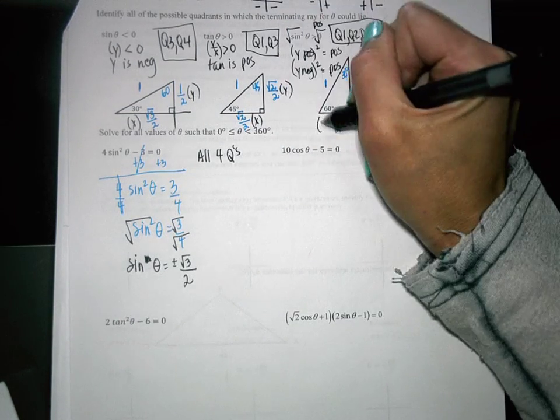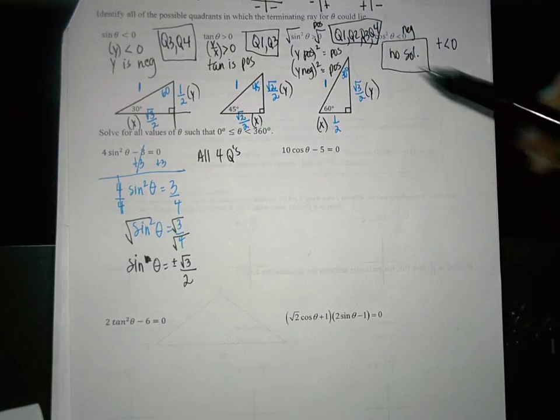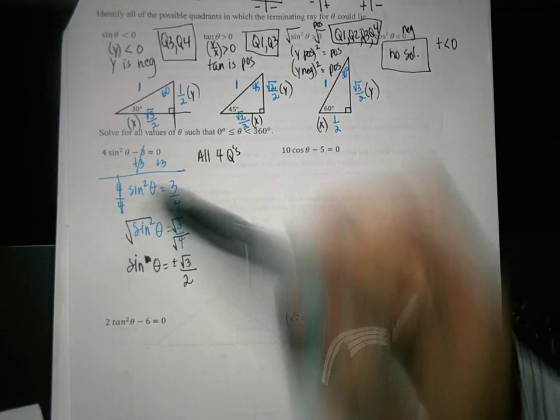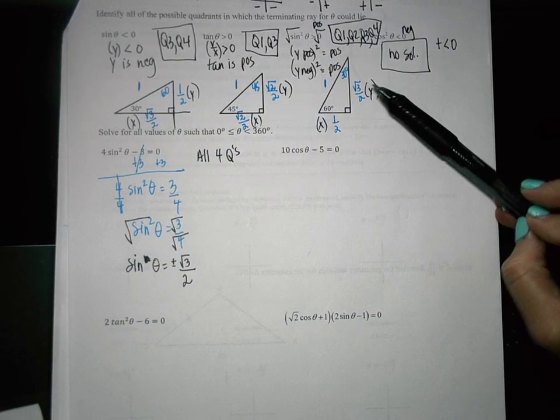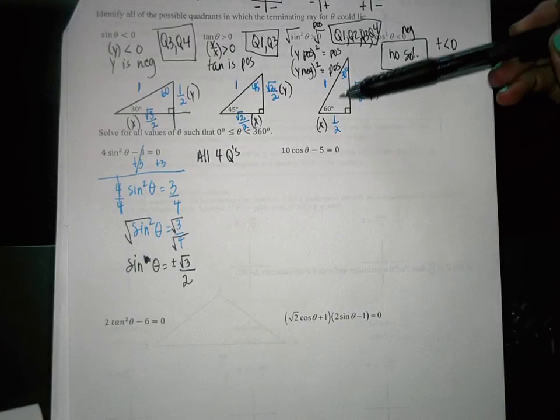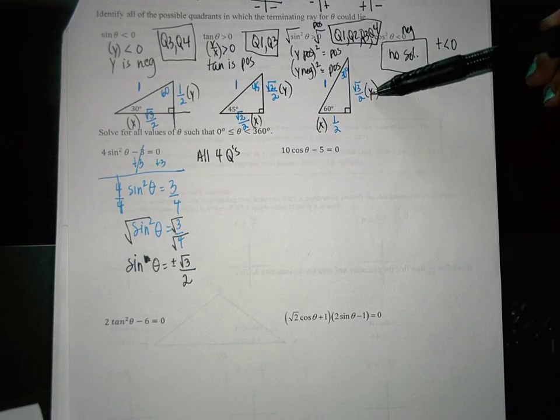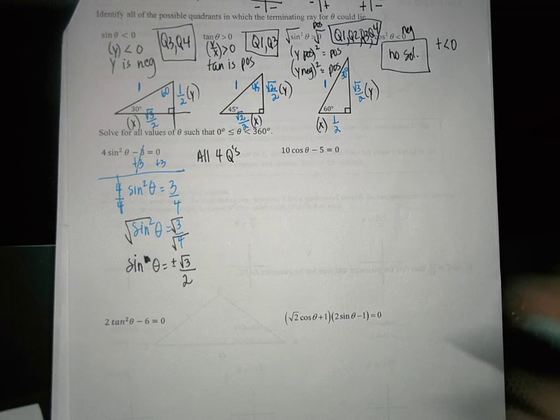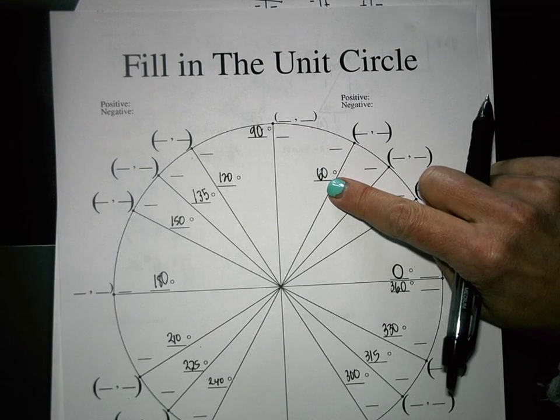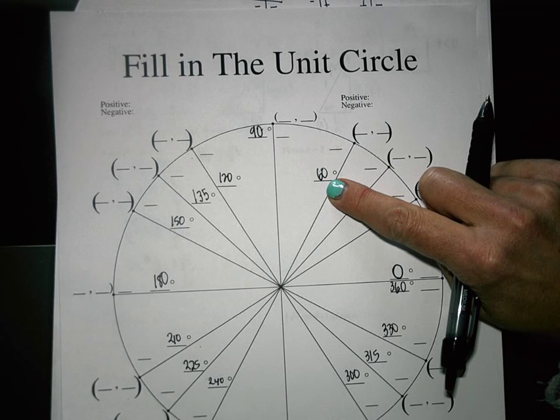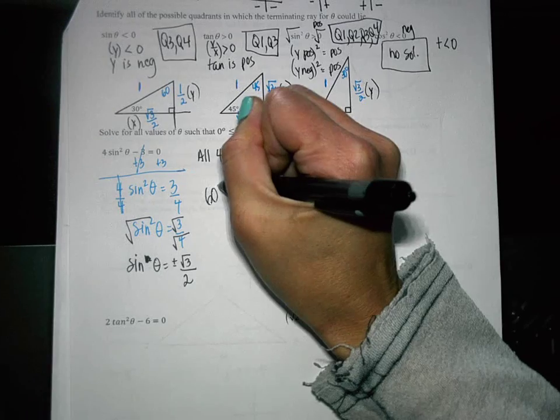Here is your x, here is your y. So where is y, or what degree is y root 3 over 2? And you can see right here that y is root 3 over 2 when it is 60 degrees. 60 degrees gives you root 3 over 2. So in quadrant 1, here's 60 degrees. This is where sine is going to be root 3 over 2. So one of my answers is 60 degrees.